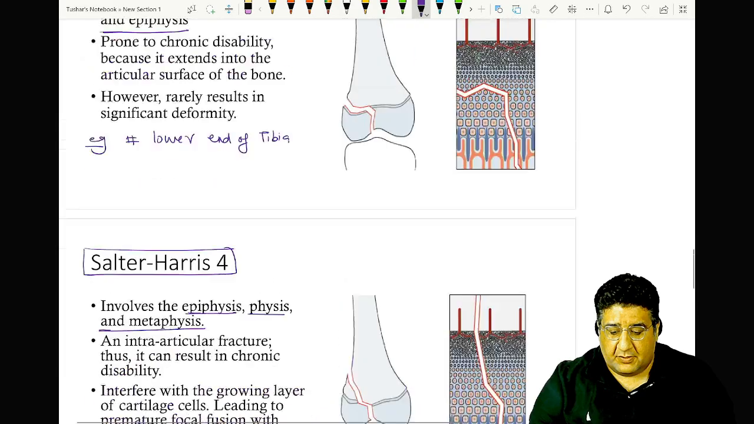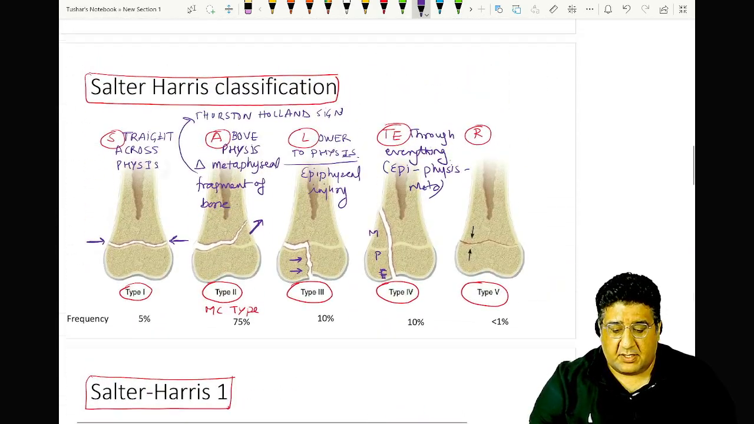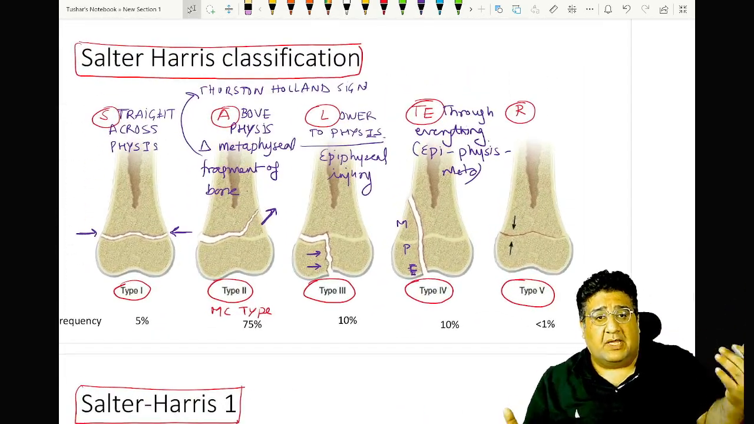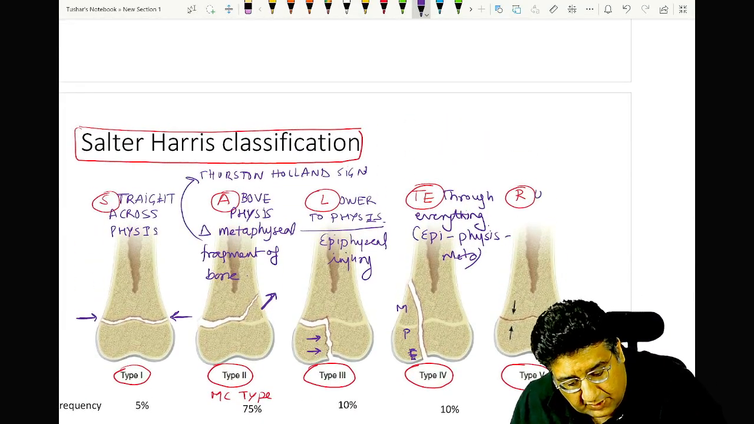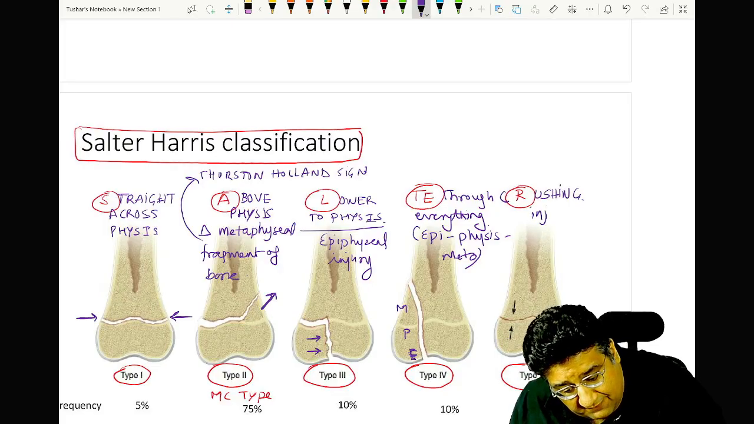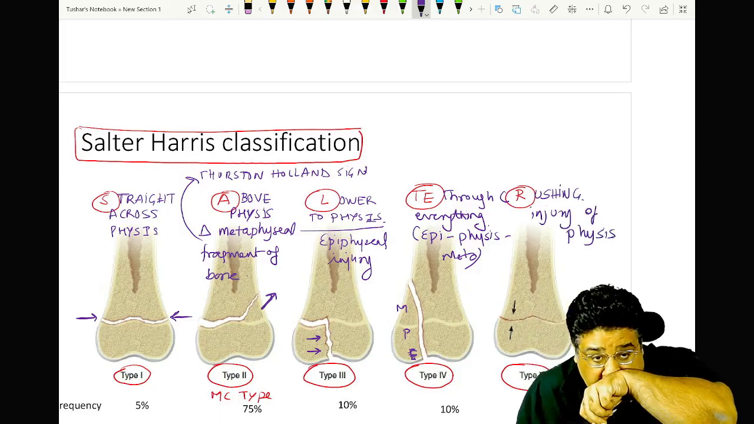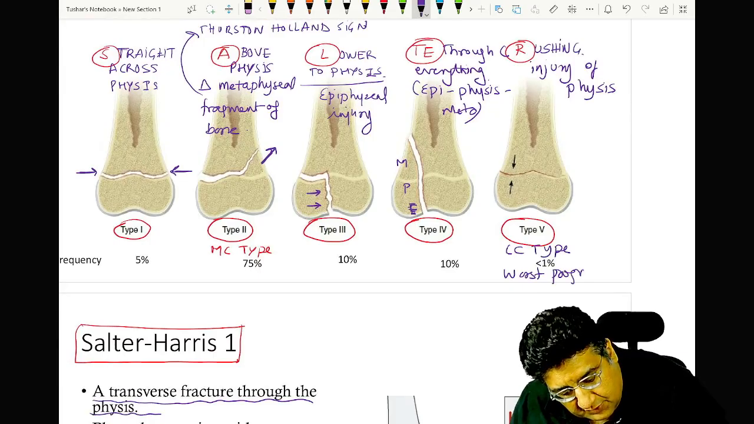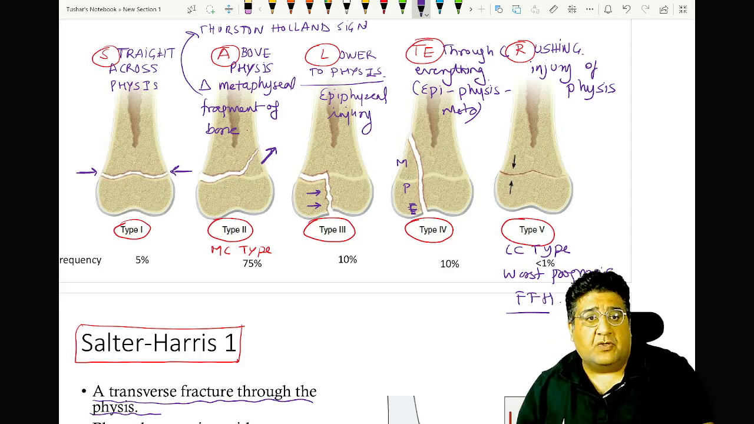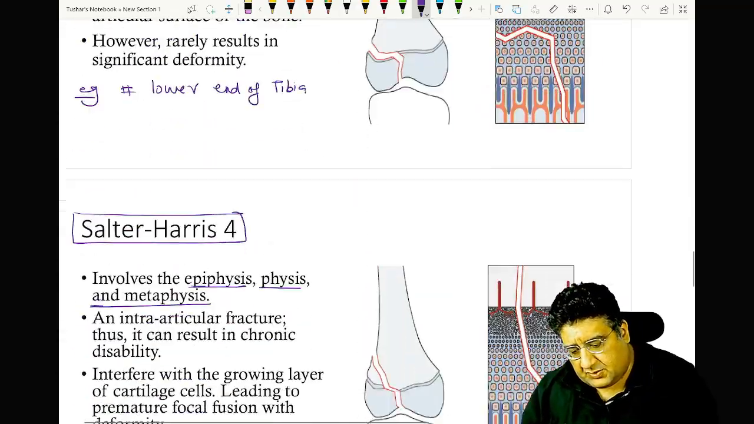Salter Harris type 5. So this is Salter Harris type 4. I'm sorry. Now we come to type 5. So Salter, what is left? R. R means crush. Crushing. So type 5 is a crushing injury of the growth plate, which, believe me, I want to tell you, is the least common type and has the worst prognosis, which eventually you will see in the majority of cases who have a fall from height. No worries, we'll talk about it.